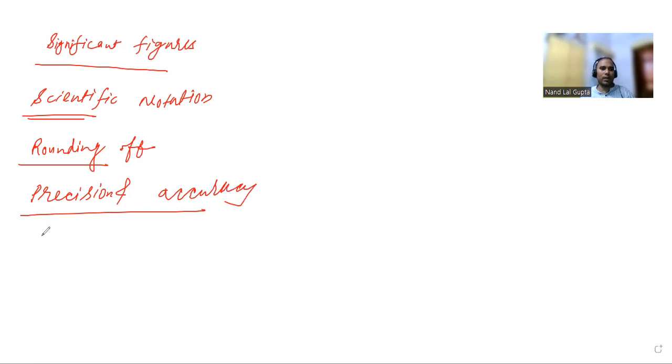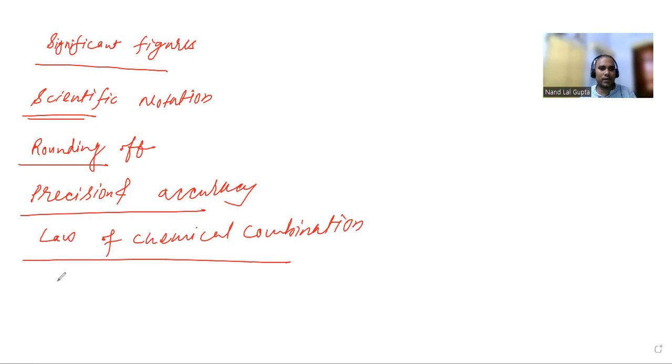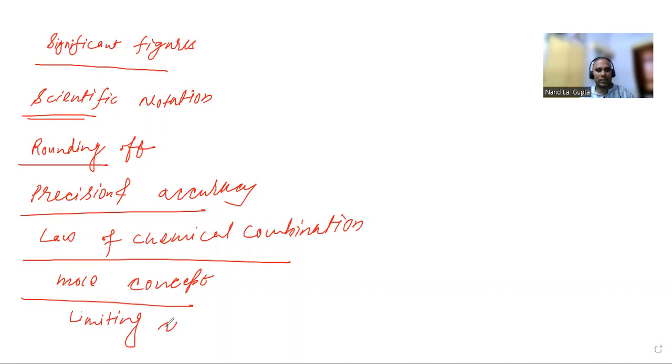After these concepts, what are the laws of chemical combination? I'm just telling you the important things I will teach you. In chemical combination, 4-5 laws are there, and I will discuss those too. The next one is the mole concept. After the mole concept, one more is there, limiting reagent. We talk about the limiting reagent.